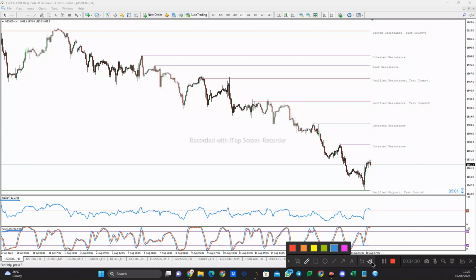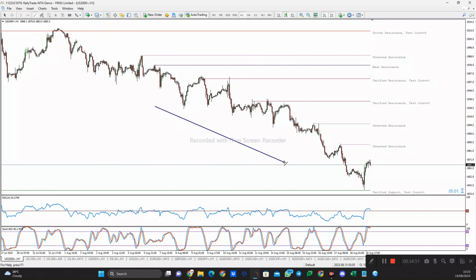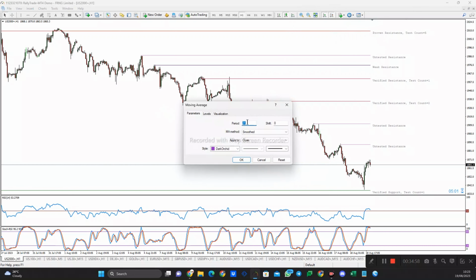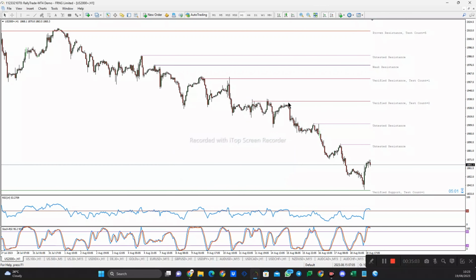So let me come again with what I use. I use my support and resistance indicators, which automatically draw support and resistance levels on my chart. Number 2, I use trend lines. Number 3, I use my moving average.